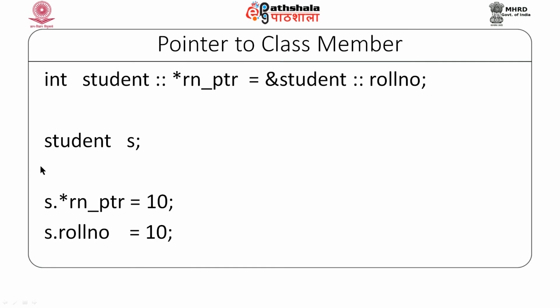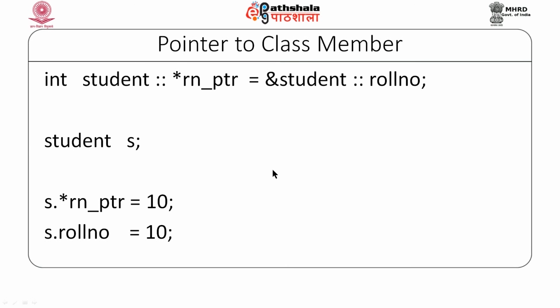Let us say we define an object, student S. So, if I want to refer to roll number, I can say S dot roll number. Again, here the condition applies that the roll number has to be public, then only we will be able to do it in the non-member functions. If it is a member function, then we will be able to access it like this. So, to access roll number, I can say S dot roll number. If I wish to refer to or access this roll number using this pointer, I can also say S dot star RNPTR is equal to 10, because we are dereferencing RNPTR.